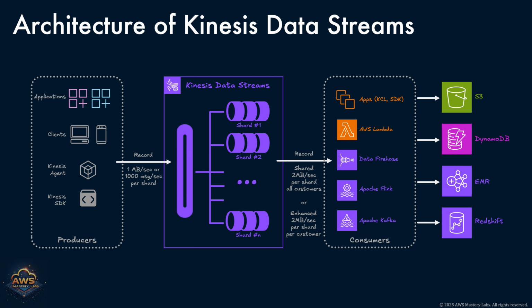And for advanced real-time processing, Apache Flink and Apache Kafka connectors integrate seamlessly, offering stateful computations, windowed aggregations, and complex event processing on the fly. Finally, after the data is processed, it's delivered to key AWS services depending on your use case. Store raw or processed data cost-effectively in Amazon S3, enable fast key-value lookups with DynamoDB, power big data workloads with Amazon EMR, or perform complex analytics with Amazon Redshift.